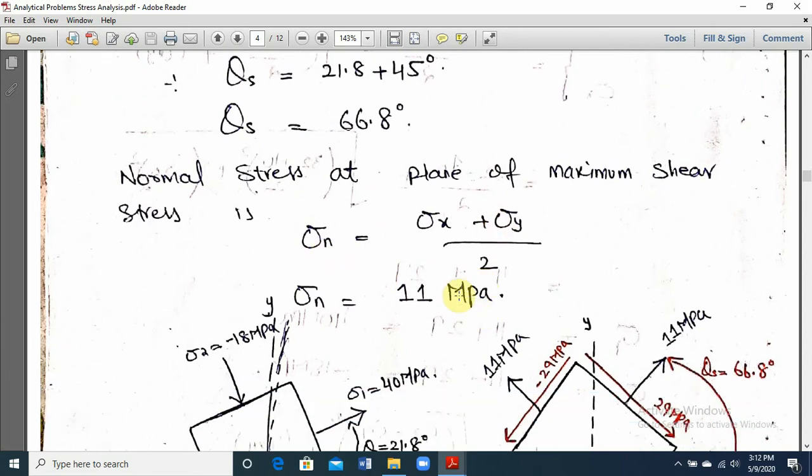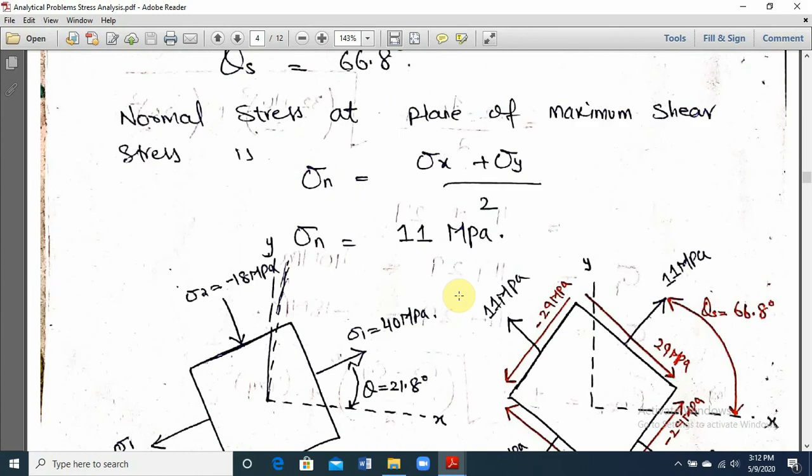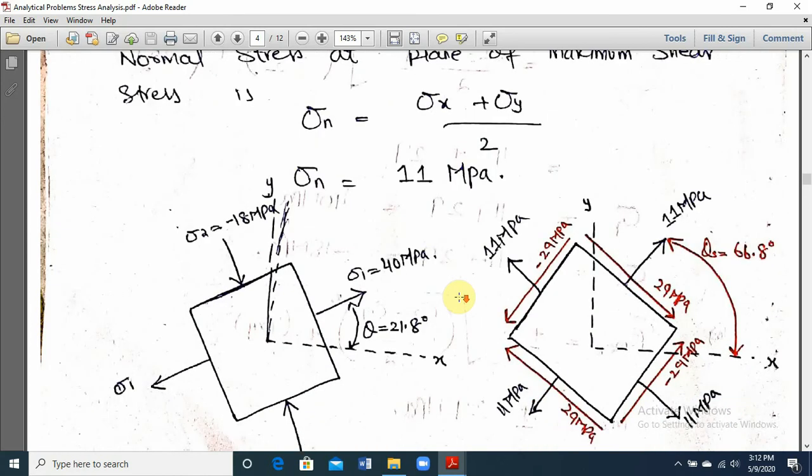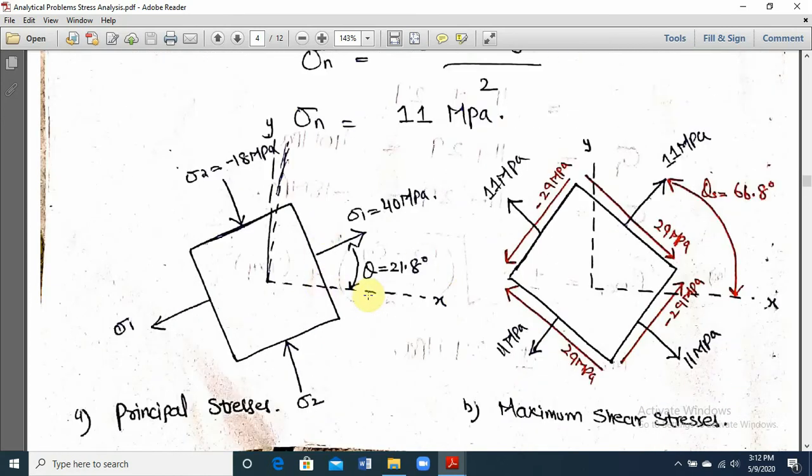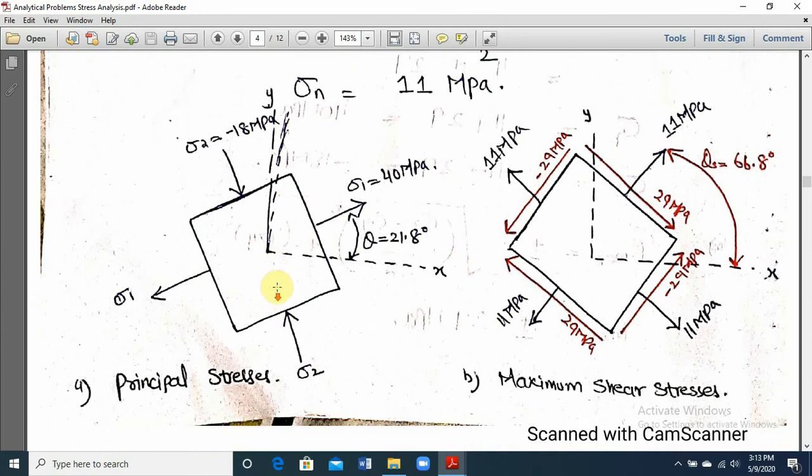Now we will draw the differential sketch of differential element. What was the principal plane angle? 21.8 degree. So if we rotate the element counterclockwise at 21.8 degree, we get the maximum stresses sigma 1 and sigma 2. If we rotate this, what is the value of sigma 1? 40 megapascal tensile. And what was the value of sigma 2? Minus 18 megapascal. So we draw this. And there will be no shear stress on principal plane.